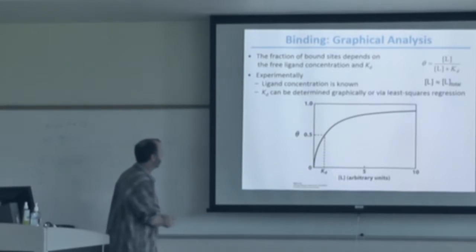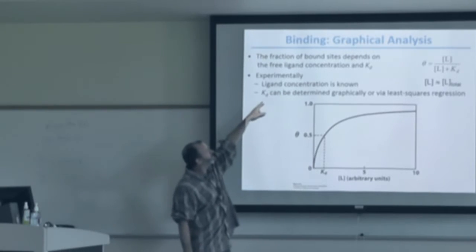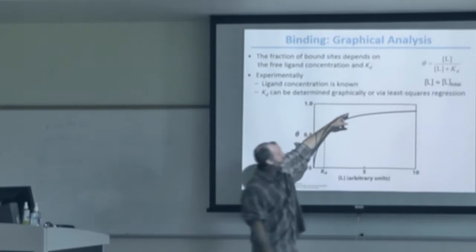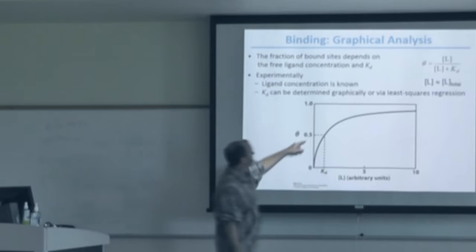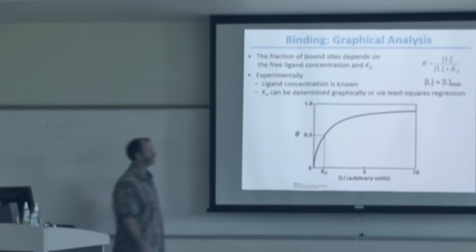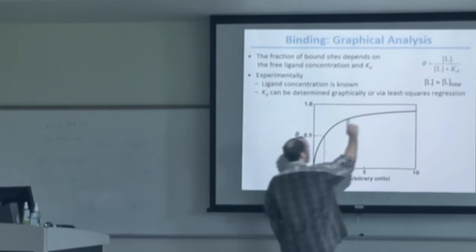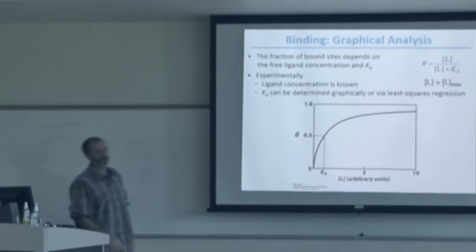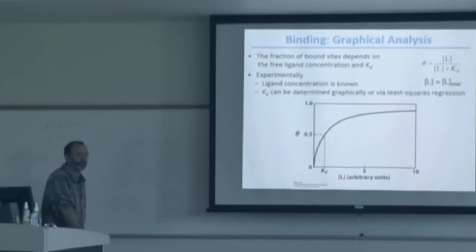So experimentally, the ligand concentration is going to be known, and the Kd can be determined graphically or via least squares regression, or at the 50% point at which you're bound. You notice this is hyperbolic, and it kind of is saturated. You'll never get 100% bound, but you approach 100%.